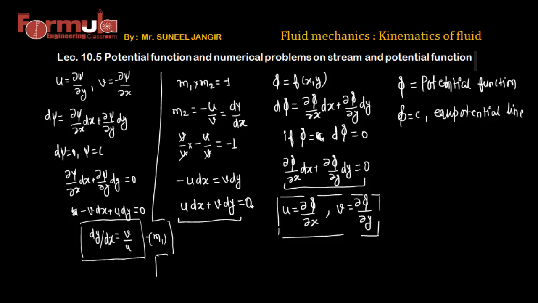So in this case, this definition of phi or potential function is based on this definition of psi. As I told you in the previous lecture, the definitions of psi can be different. Like if in this case we are writing u equals del psi by del y and v equals minus del psi by del x, we can also say that psi is defined with u equals minus del psi by del y or v equals plus del psi by del x. For that case, the definition of phi is also going to change.